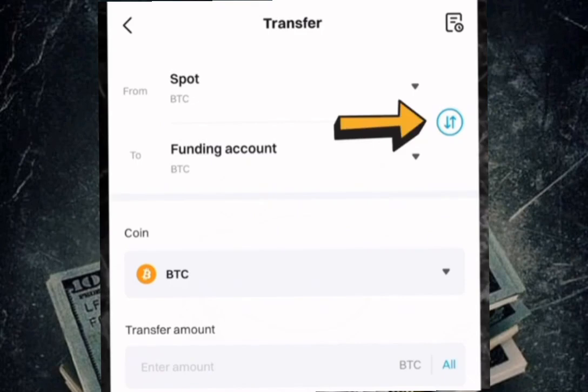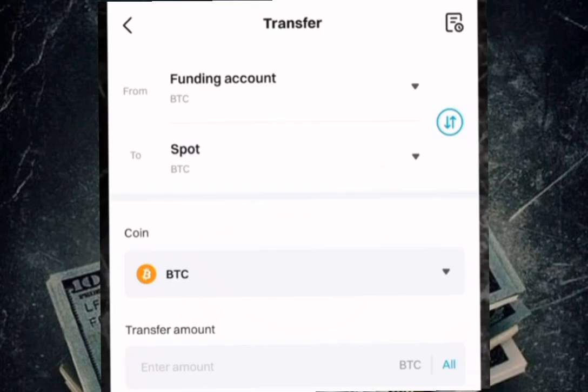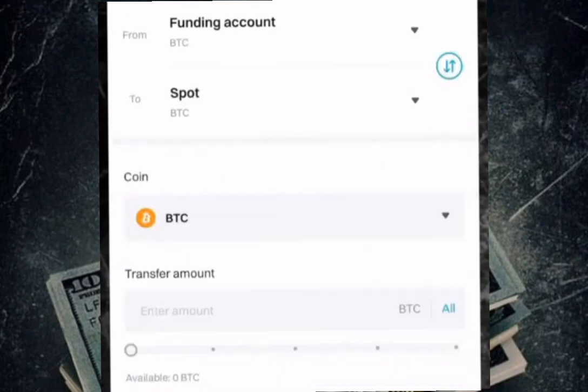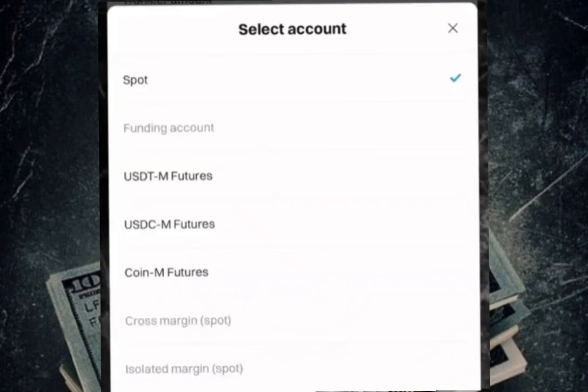So just click on this interchange icon right here. Once you click it, it will change. Funding will go up and spot will come down. Then you change this spot to futures. To do that, click on this drop down arrow right here and click on futures. You can see USDT-M futures because we are trading with USDT.